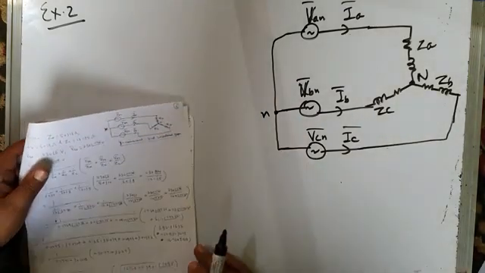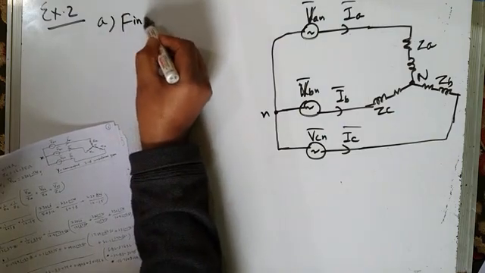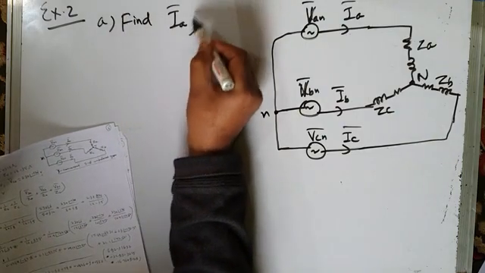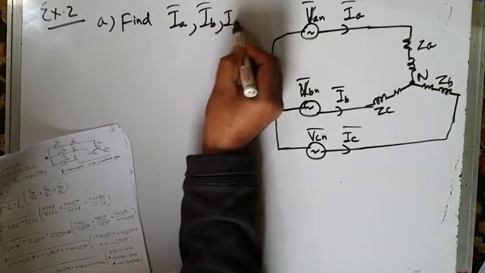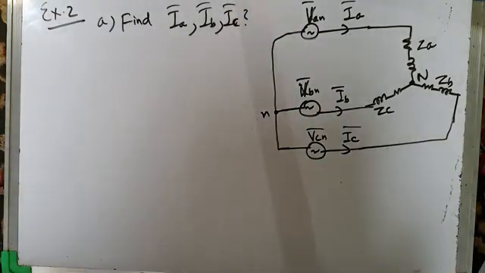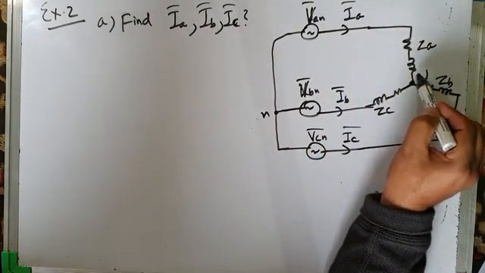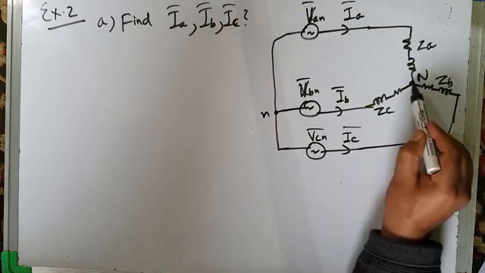So we have to find line currents. Part A is to find line currents IA, IB, and IC. Now it may seem very easy to find IA. You may say that IA is VAN by ZA. It's not so. It's a three-phase, three-wire system.